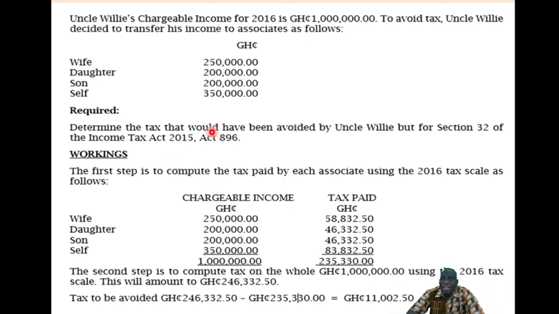Now, when this happens, remember the guy has transferred the income to the various associates. Because there are anti-avoidance provisions in the law, the Commissioner General will invoke Section 32 so that he will recharacterize the income to where it's supposed to be. So the first step is to compute the tax paid by each associate using the 2016 tax scale.